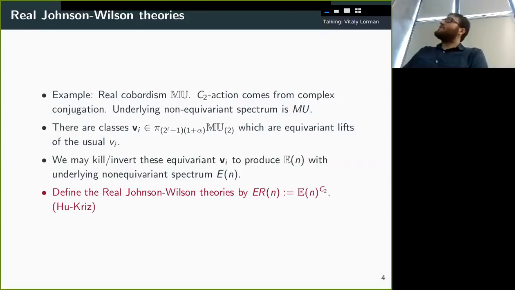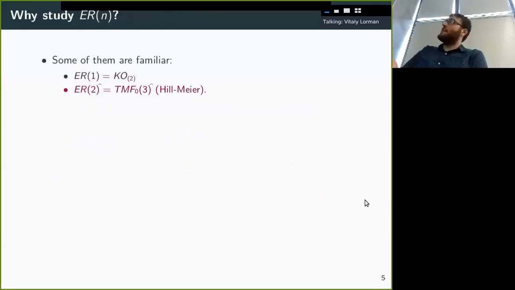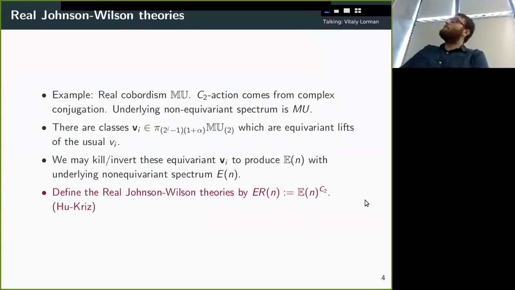So those classes sort of come along. To actually construct v_n, we just kill the v_i's and invert them. So we still do have all those other classes there. So exactly, the homotopy groups of equivariant MU have all kinds of stuff in them. They're not as simple as the homotopy groups of ordinary MU. But if you just want to construct E_n, then you can do the usual stuff.